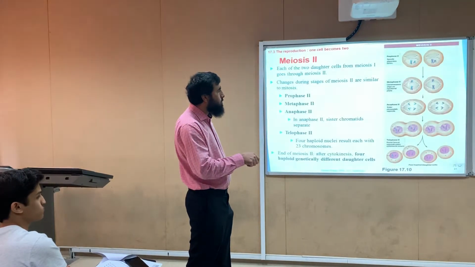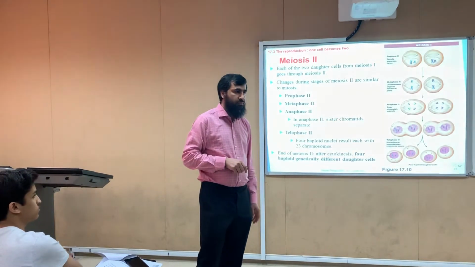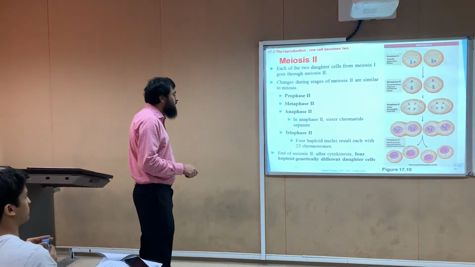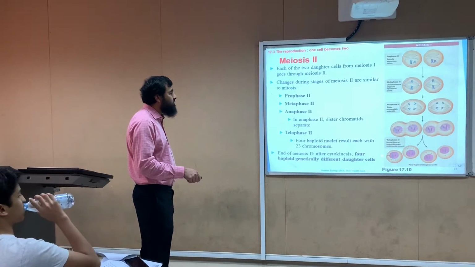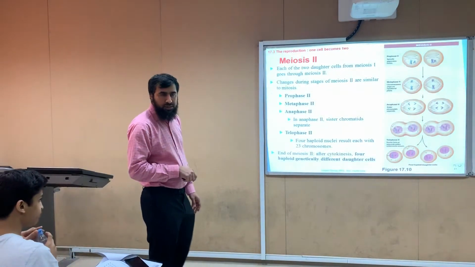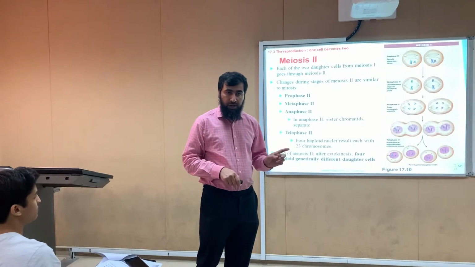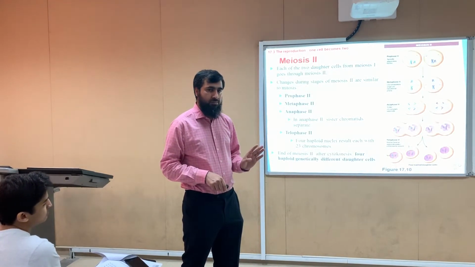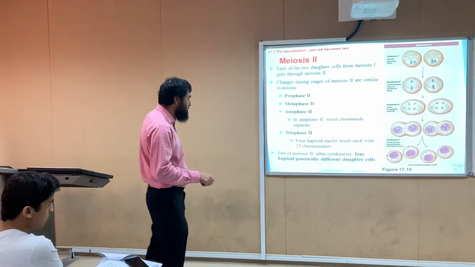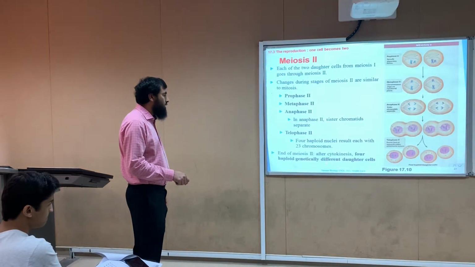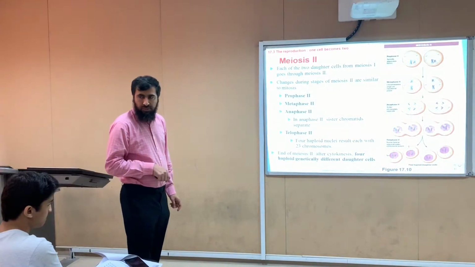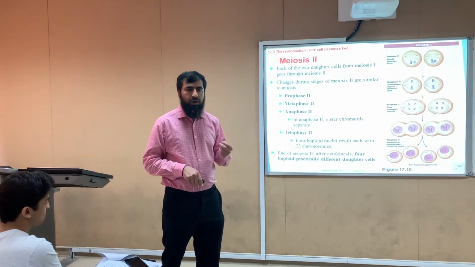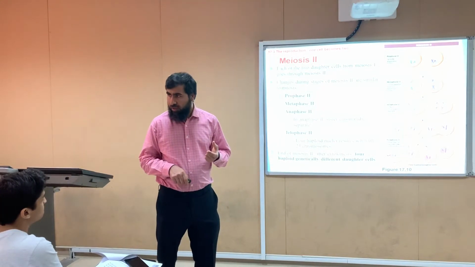Are those sister chromatids identical? No, non-identical. So the result is that we get 4 haploid cells, now that the chromosomes are unduplicated. Non-identical haploid cells, 4 cells, so they're genetically different. While in mitosis, we end up with 2 diploid cells that are genetically identical, okay?